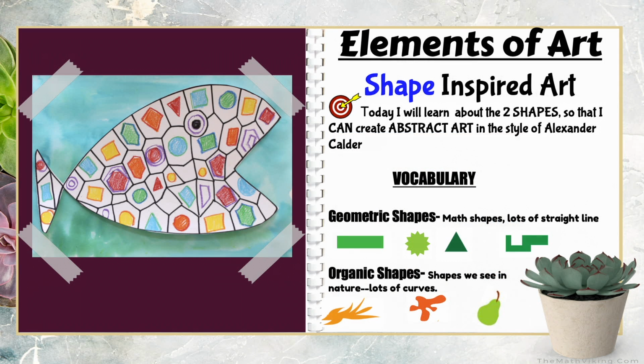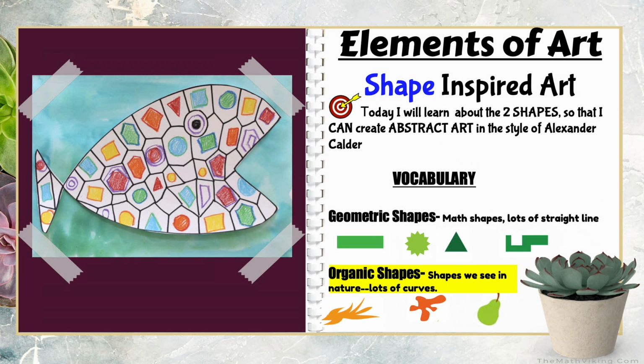A shape is created when a line goes all the way around and connects back up. There are two types of shapes. Geometric, think shapes we see in math with lots of straight lines. And organic, shapes we see in nature. Lots of curves, and they're not perfectly even. Great for artists like me that have a hard time with that.